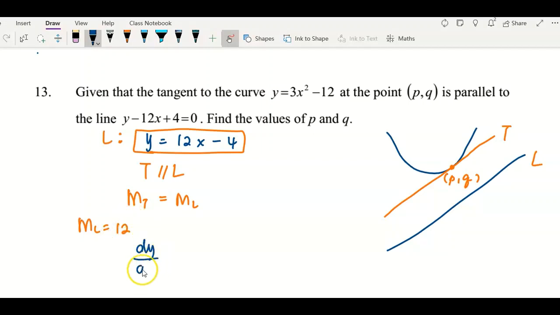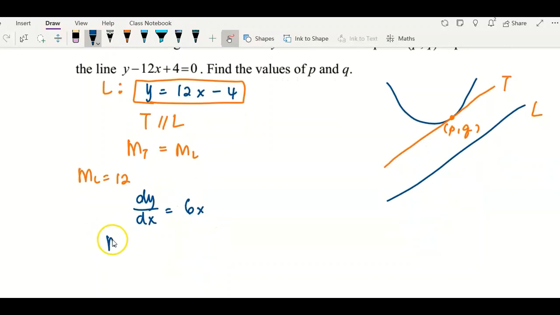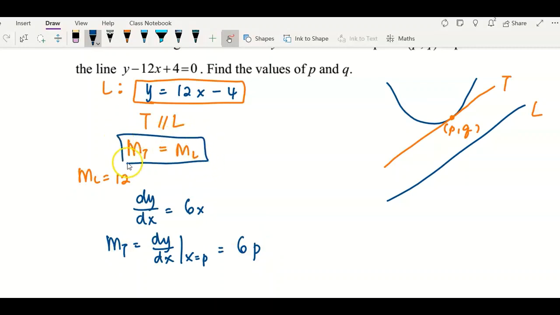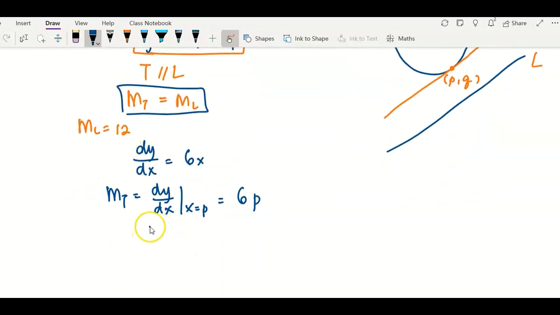Get your dy/dx first. Based on this curve function, I got my 6x. So in order to get the gradient of the tangent, I need to substitute x equals p inside. Okay, I got my 6p. So mt, which is the gradient of the tangent, equals 6p. And just now we have said that mt is equal to ml. Meaning that we can form an equation, which is 6p equals 12. Then p equals 2. I already got the value of p.